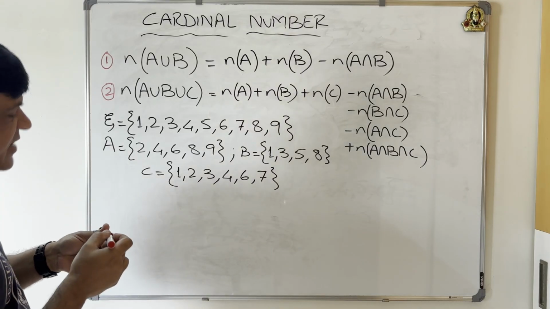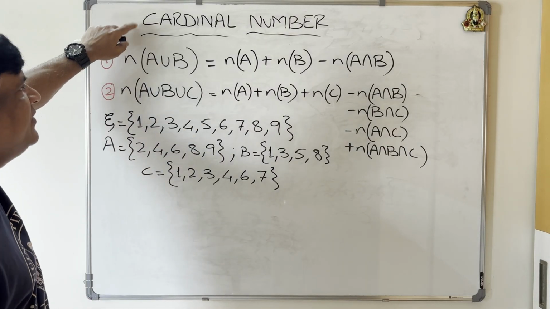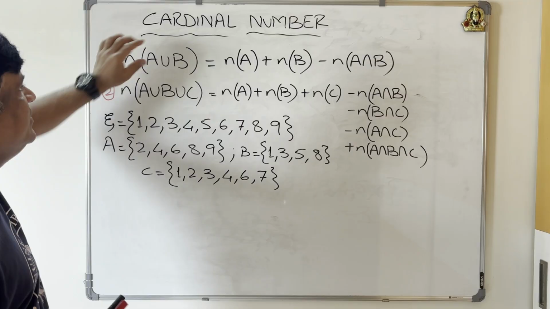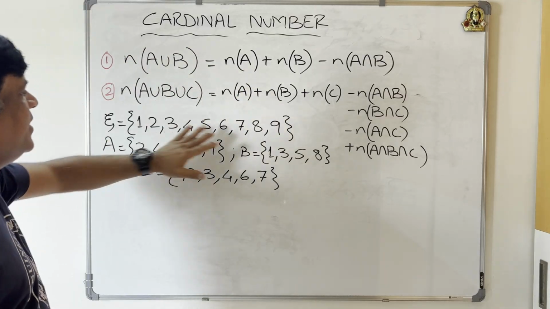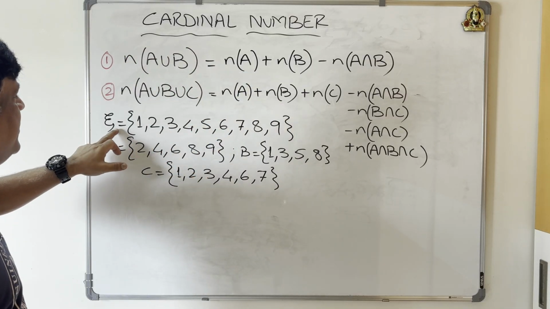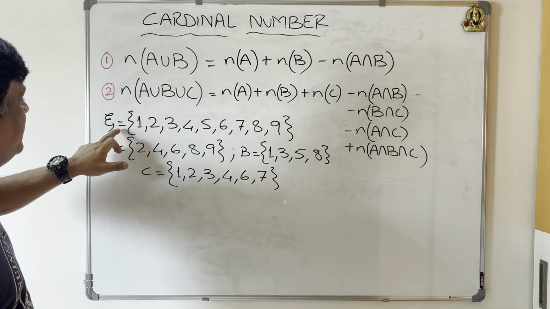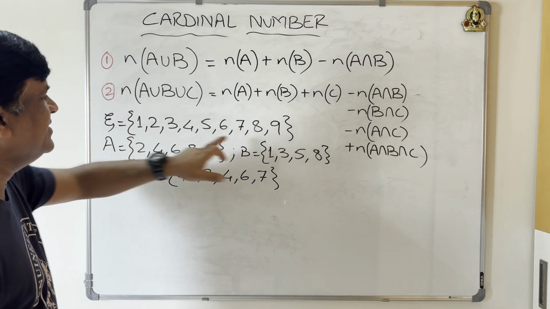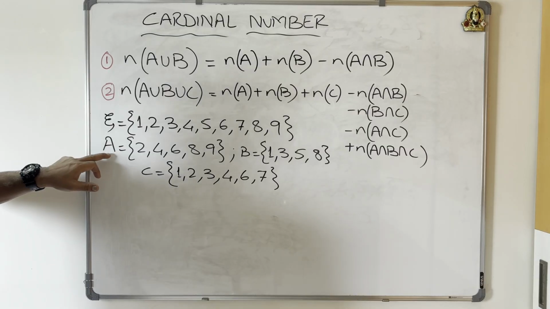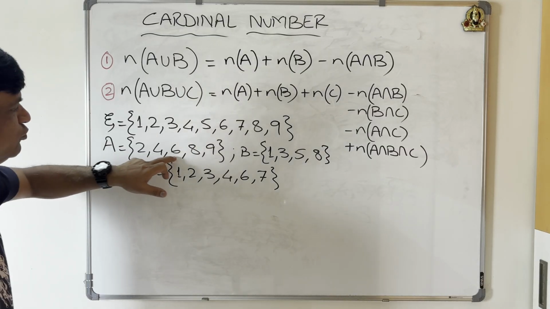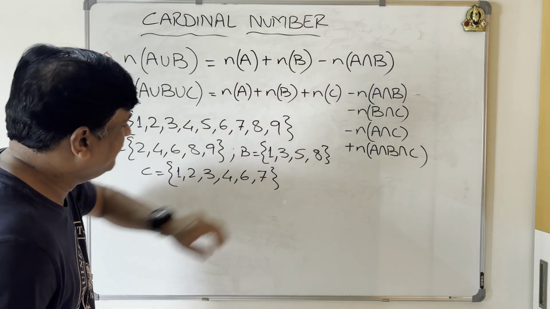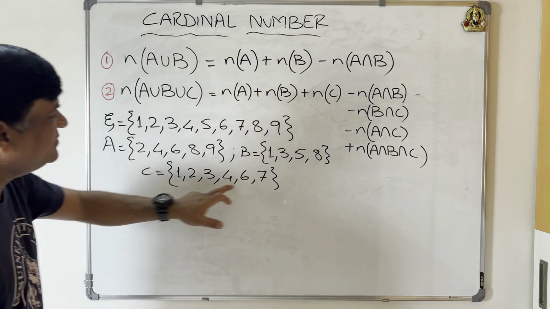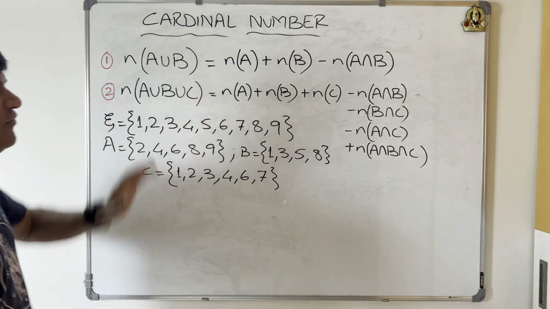And what we learned in cardinal number is that the cardinal number is nothing but the number of elements in a particular set, right? So for example, the number of elements in the universal set are 9 if you look at it. Similarly, the number of elements in A is 1, 2, 3, 4, 5. Here it is 4 and n of C is 6, right? That is what we learned.